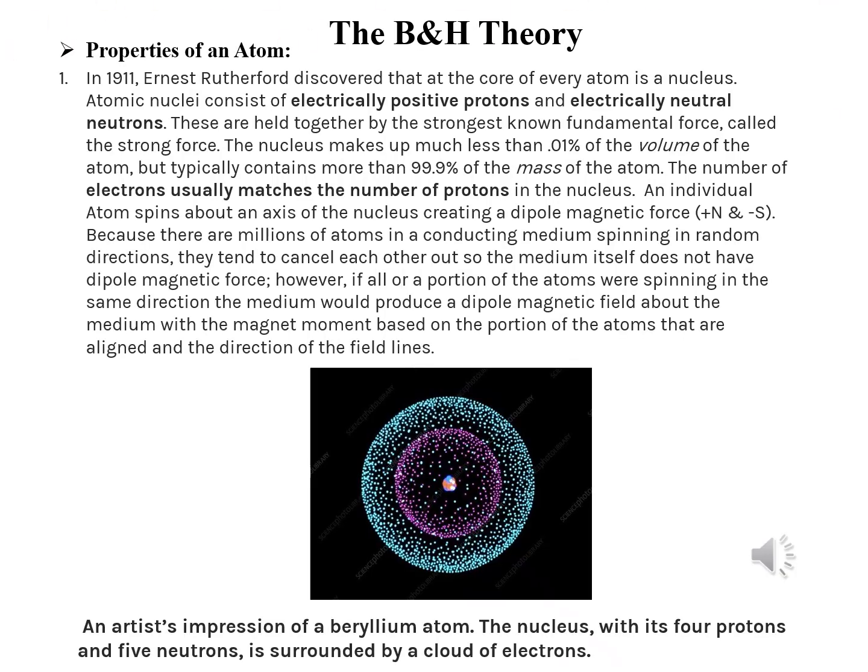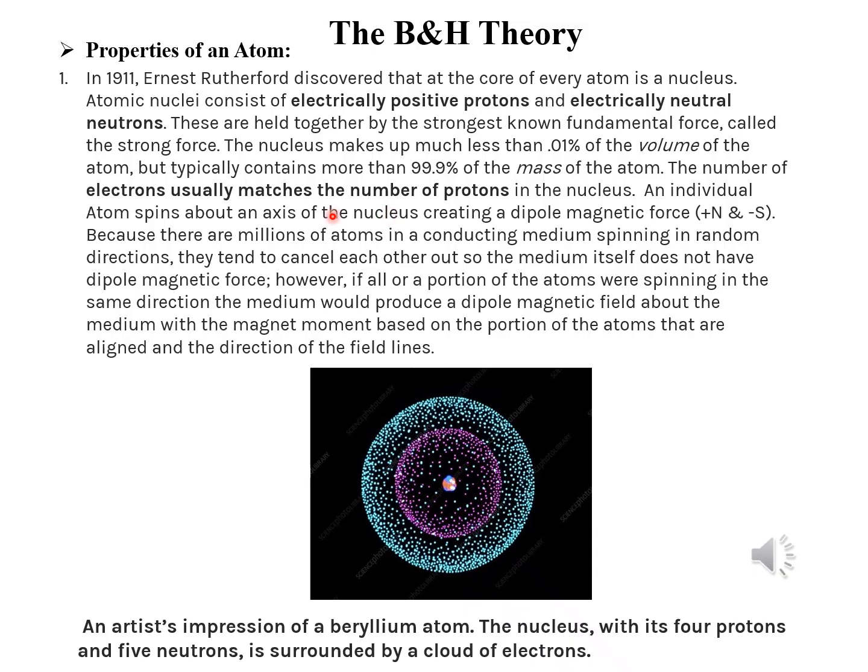Let's start with the basics. Properties of an atom. In 1911, Ernest Rutherford discovered that at the core of every atom is a nucleus. Atomic nuclei consist of electrically positive protons and electrically neutral neutrons. These are held together by the strongest known fundamental force called the strong force. The nucleus makes up much less than 0.01% of the volume of the atom, but typically contains more than 99.9% of the mass of the atom.